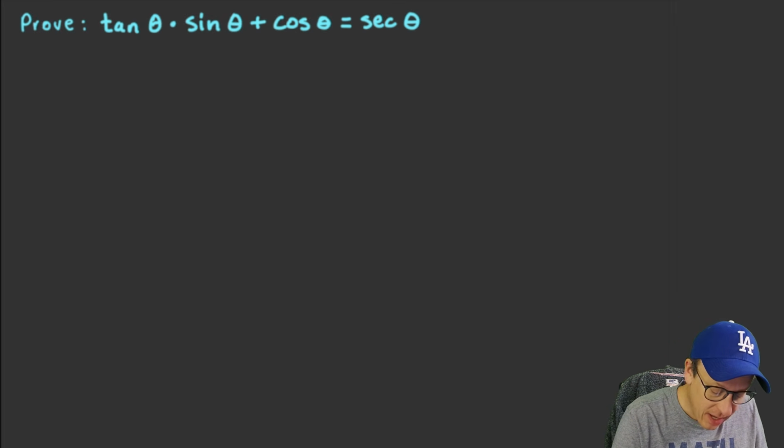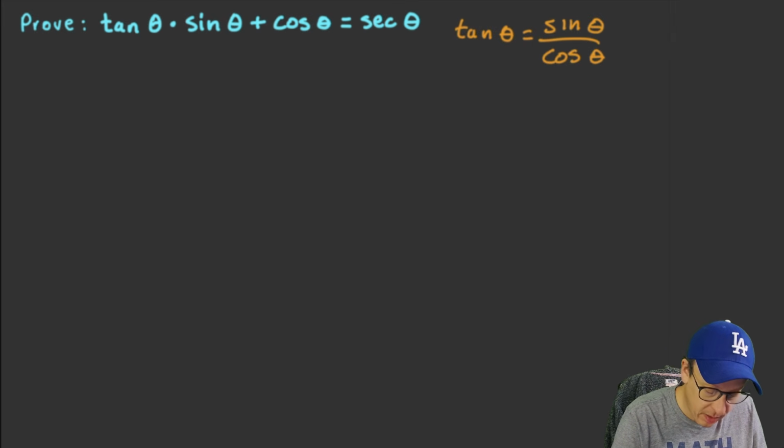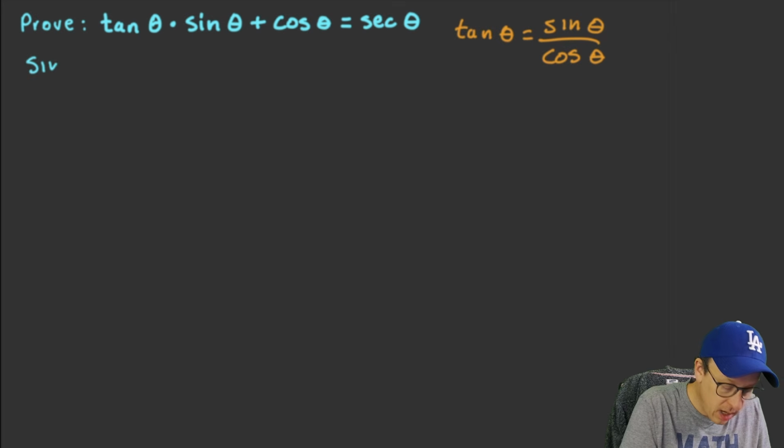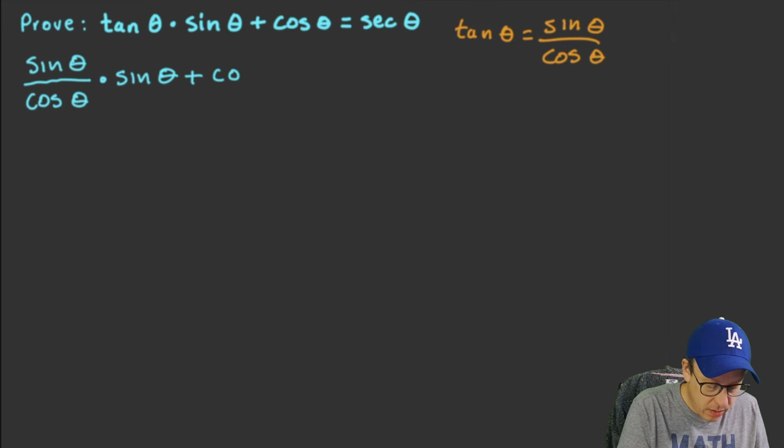Okay, so of course, the tangent of some angle is going to be equal to the sine of that angle over the cosine of that angle. That's just a simplistic rule. And we're going to use that to get rid of this concept of using tangents because we don't like tangents. Okay, so we're going to change this to sine of theta over cosine of theta, which is going to be times the sine of theta plus the cosine.